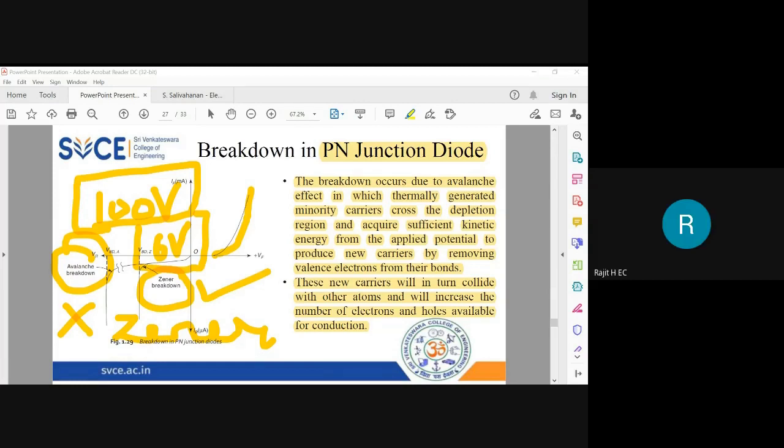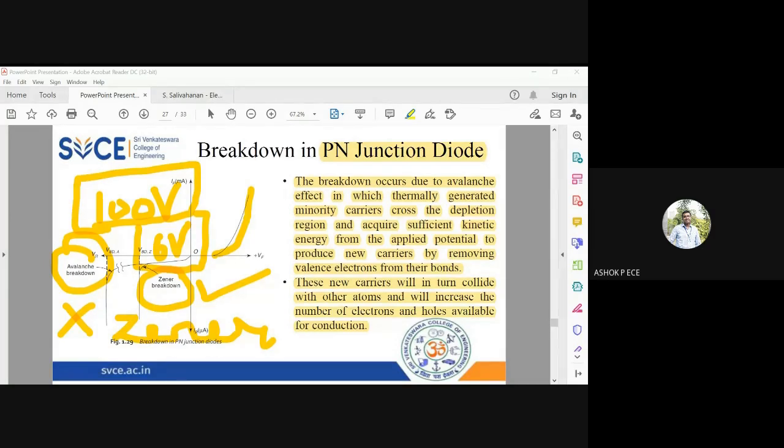Okay, sir. Thank you, sir. In a conventional PN junction diode, the doping is very, very minimal. So the depletion layer region width is very, very large. The avalanche breakdown happens at larger voltage. But with the same PN junction diode, if you heavily dope it, it becomes a Zener diode.